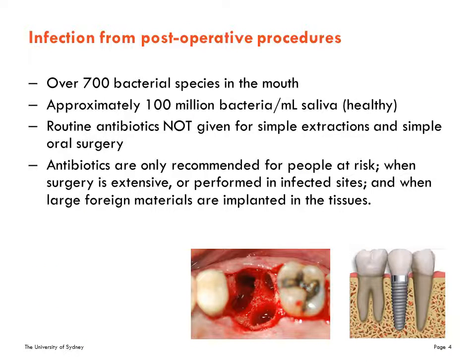Oral infection can be a consequence of dental treatment. There are over 700 bacterial species in the mouth, and each mL of saliva can harbor approximately 100 million bacteria. With this mass of bacteria, it is a wonder that we do not see more oral infection due to dental procedures. For example, after tooth extraction, the underlying bone is exposed, but we do not routinely see infection of this area. As a consequence, routine antibiotics are not given to simple extractions or oral surgery to remove impacted wisdom teeth.